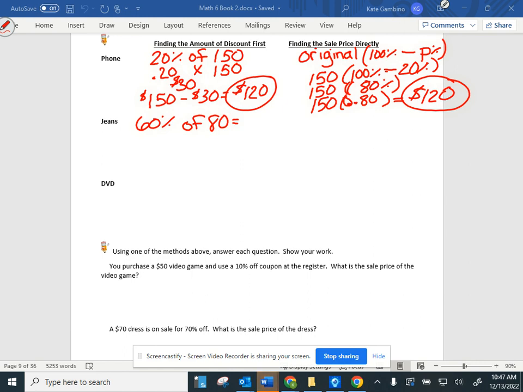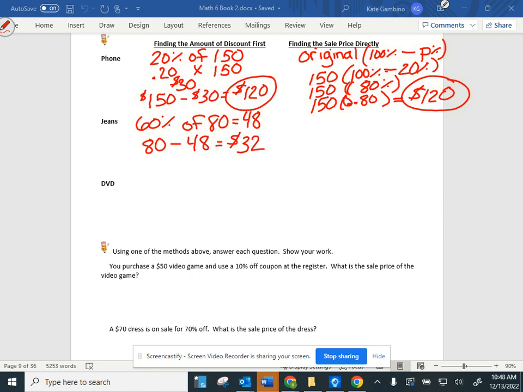Got it? 0.6 times 80. And what is that answer? 0.6 times 80. Aiden? 48. Is that my final cost of the jeans? No, because that's the discount. So I need to do my original cost of the jeans minus the discount. How much are these jeans now, Aiden? $32. It's a pretty good deal, isn't it?